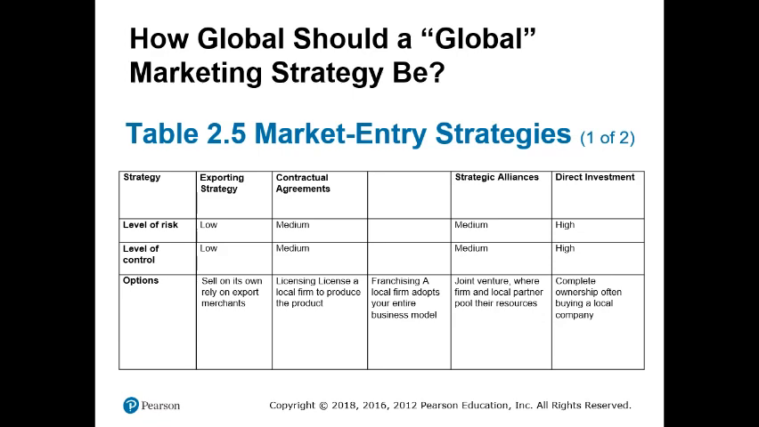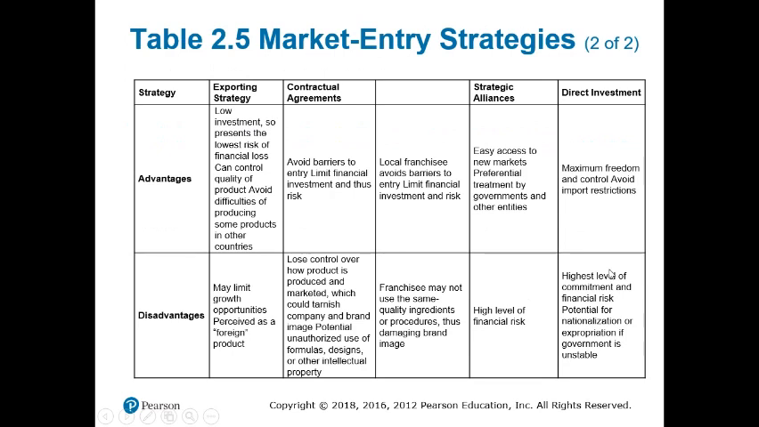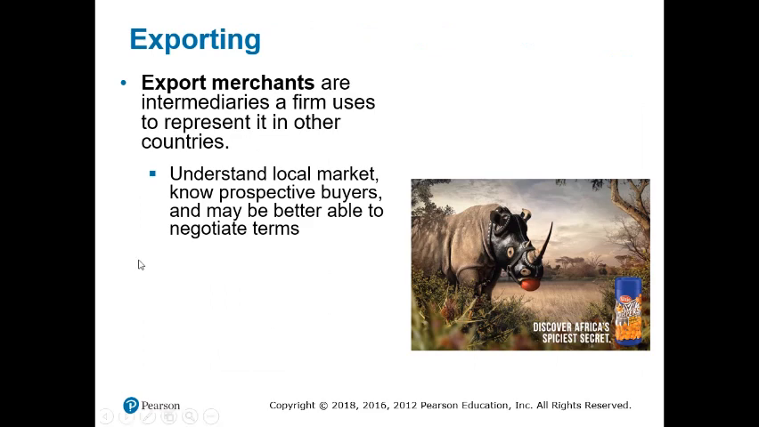And then as we move to the right hand side, we have an increasing level of complexity, of risk, and of control, going through contractual agreements, strategic alliances, and all the way to the right, direct investment. Some have advantages and disadvantages that the others don't have.